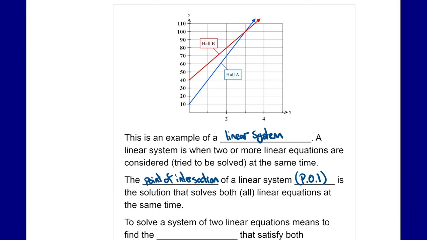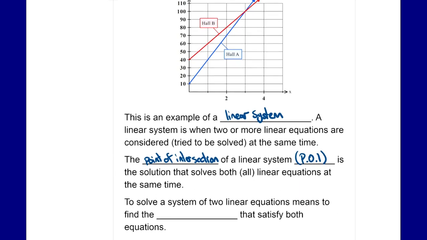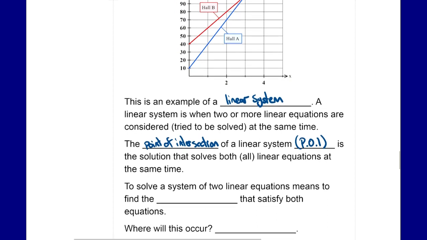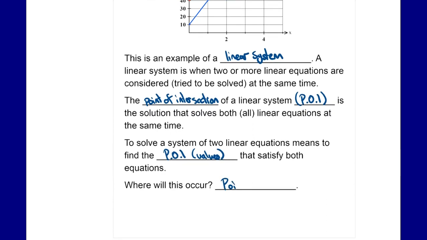So the point of intersection of a linear system, or the POI, as it's sometimes called, is the solution that solves both or all equations at the same time. Basically it means that those values exist in both equations at the same time. So in both equations, when x is 3, y is 100. So to solve the linear equations means to find the point of intersection, the POI, or the values that satisfy both equations. And where is that going to be? Well, that is going to be the point of intersection, the POI.